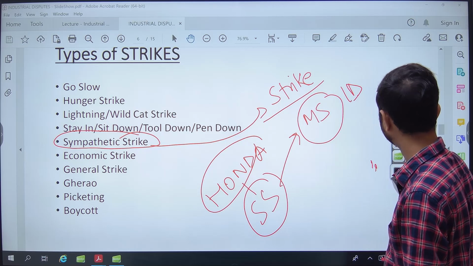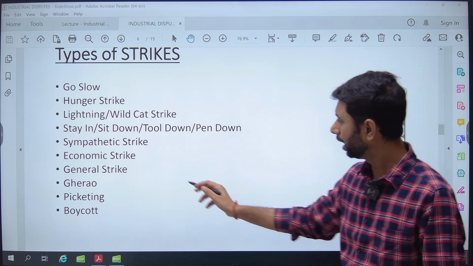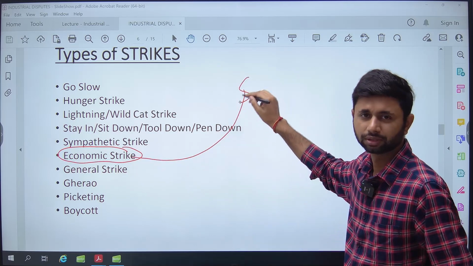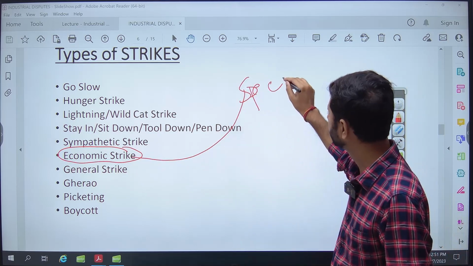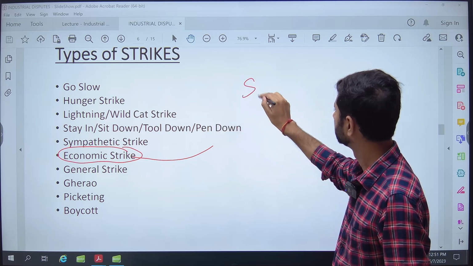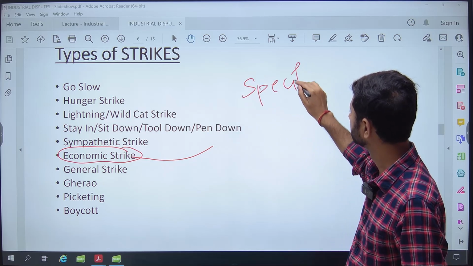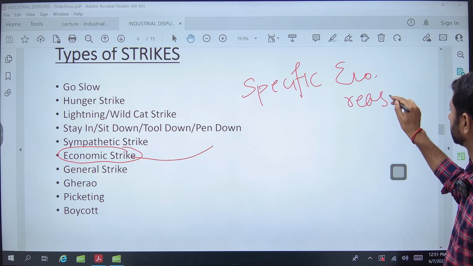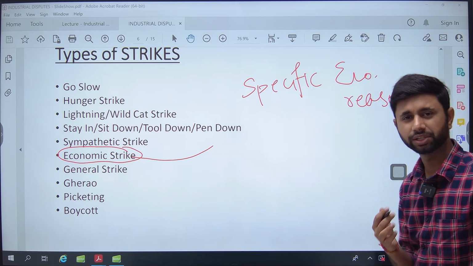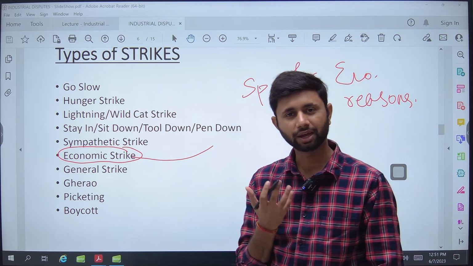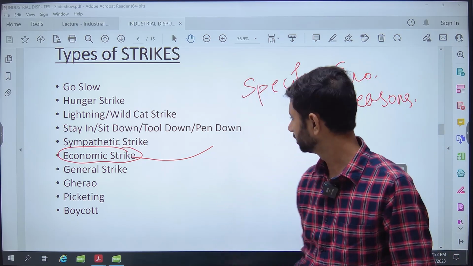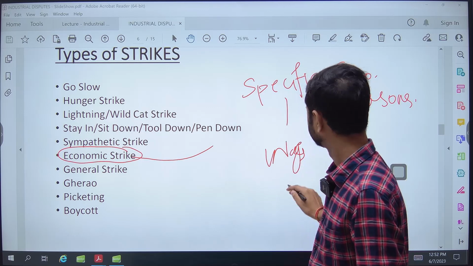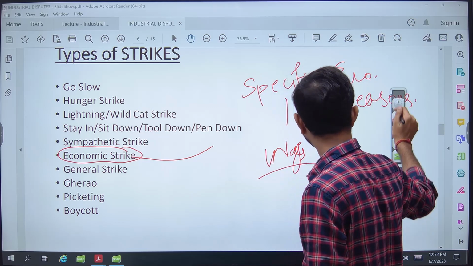Okay, so now we'll go to the economic strike. Economic strike is very specific: it is done for specific economic reasons. These reasons are similar to whatever we have discussed in economic causes, such as wages, working hours, working conditions. Okay, so this is economic strikes.